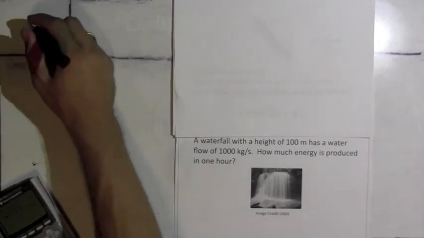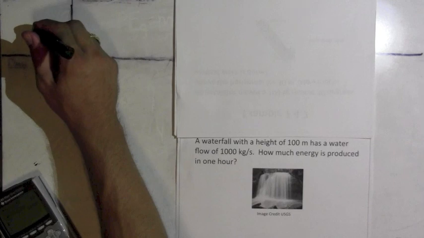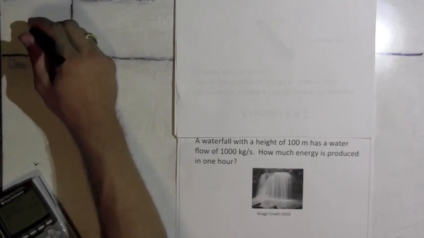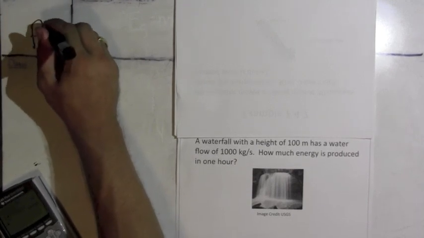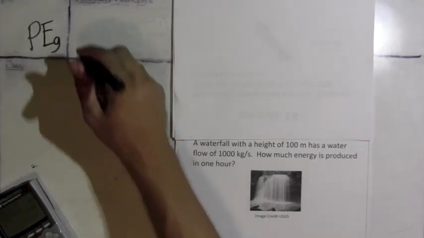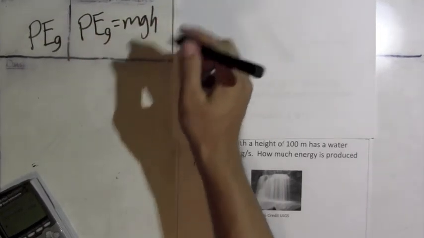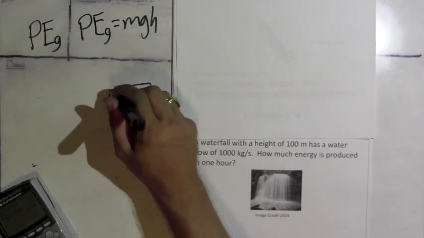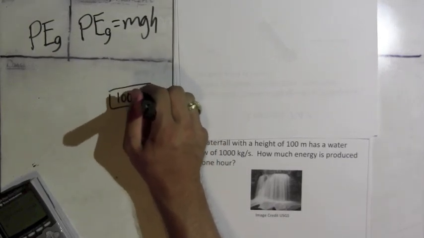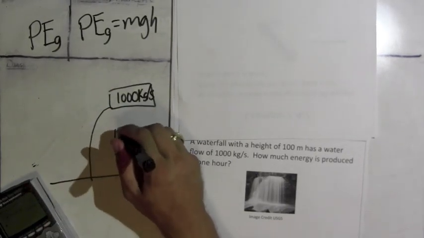What we were trying to figure out is the energy that is produced. So I'm just going to go ahead and say that it's potential energy right now. It could be work, it could be anything that we've talked about so far, but since this is potential energy, I've got a clue that it's going to be that. Now I also have potential energy is equal to mass, gravity, height. So what I have is 1,000 kilograms of water per second that flows over this waterfall that's 100 meters tall.